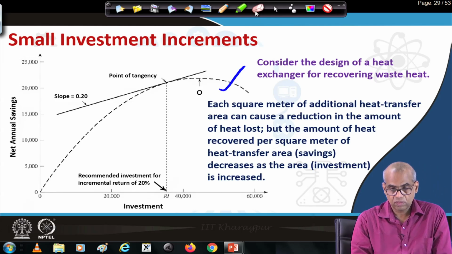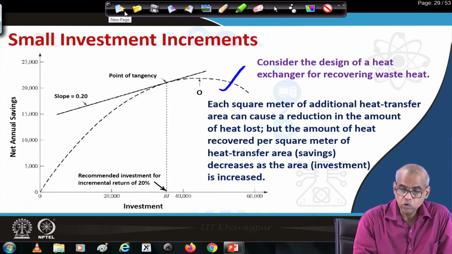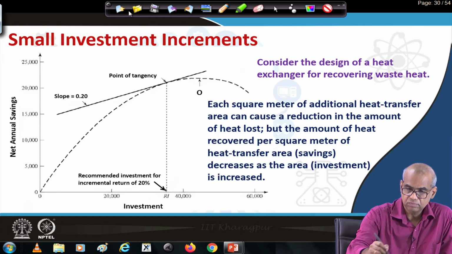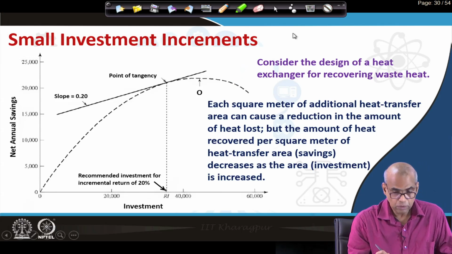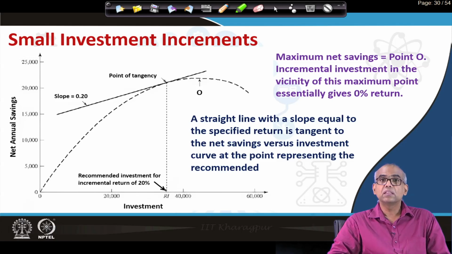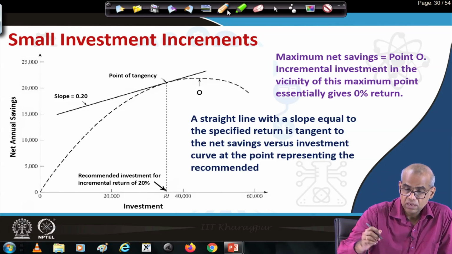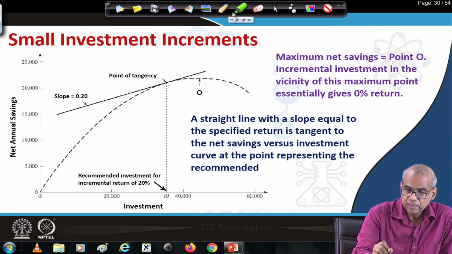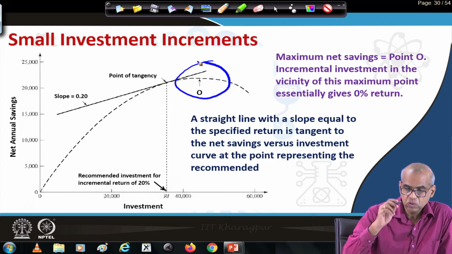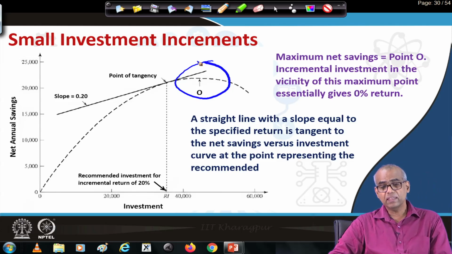Now, this plot if you look at, it goes to a maximum and then comes down. Now, if you look at the maximum point indicated by point O, that of course corresponds to the theoretical maximum net saving. But if you look in the vicinity of point O, you see that the incremental rate of return is extremely low, next to 0 there, because the curve is almost flat over there.